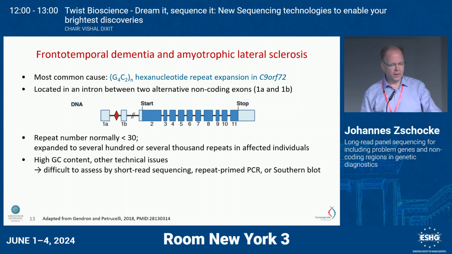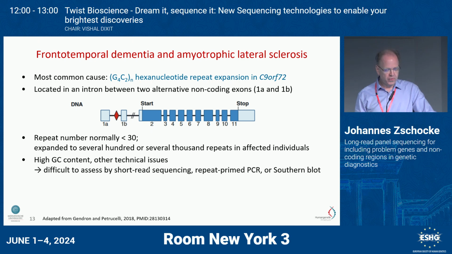What other problem genes are there? One of the, I put this in, although I'm not really happy enough with having done enough work with this. One of the repeat expansions that are notoriously problematic is the hexanucleotide repeat in C9orf72, which is here in an intron between alternative non-coding exons and is a major cause of amyotrophic lateral sclerosis and frontotemporal dementia. Normal repeat number is below 30, but as we heard yesterday, the repeat can be more than 10 kb. So that's a real challenge for everybody.